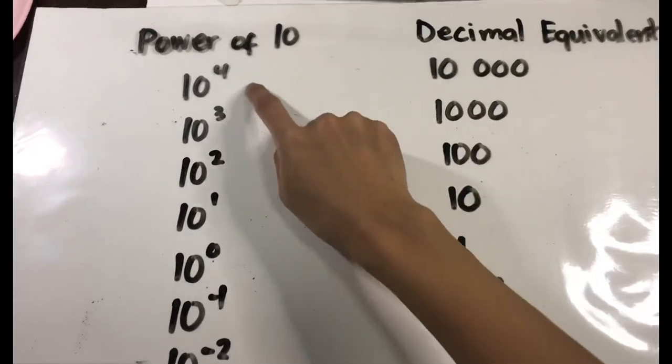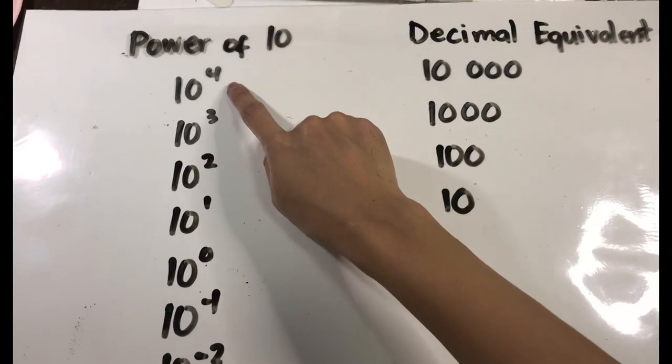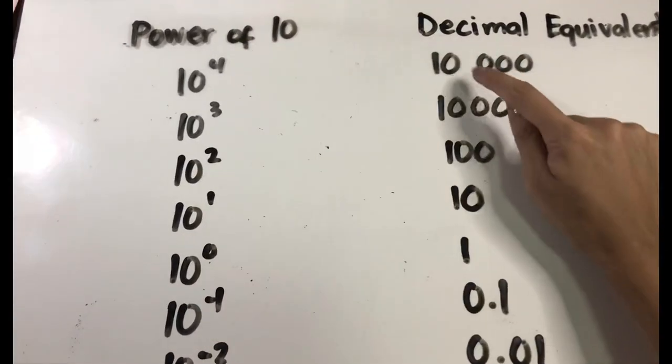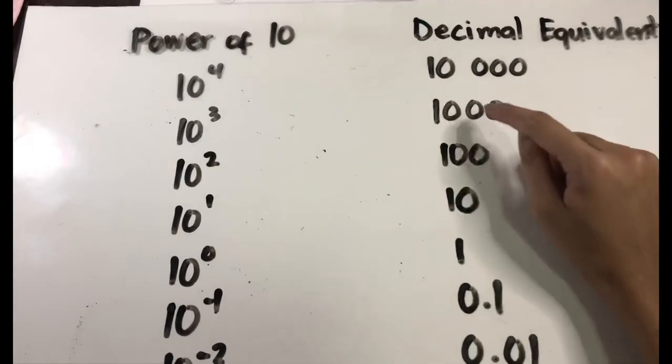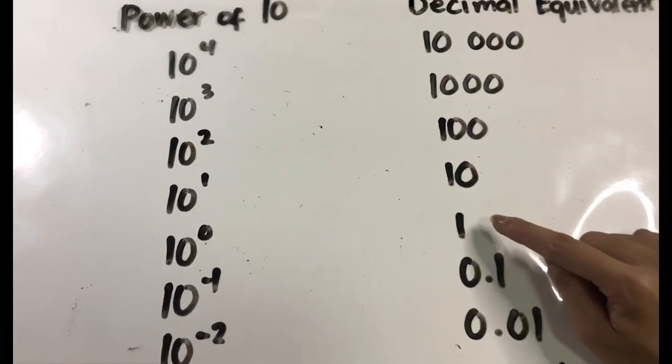We observe that when the power of 10 is positive, we just count the number of zeros. So if it's 4, we have 1, 2, 3, 4 zeros. If it's 3, 1, 2, 3 zeros. And if it's 0, we don't have zeros.